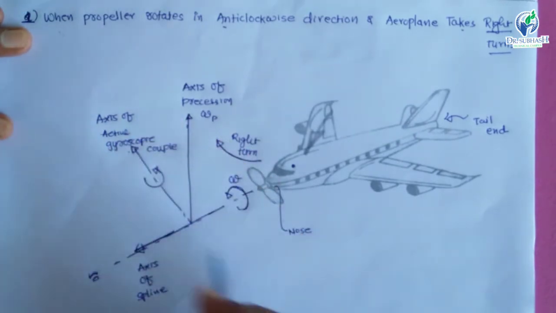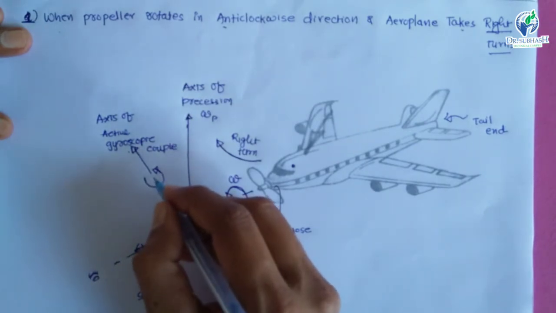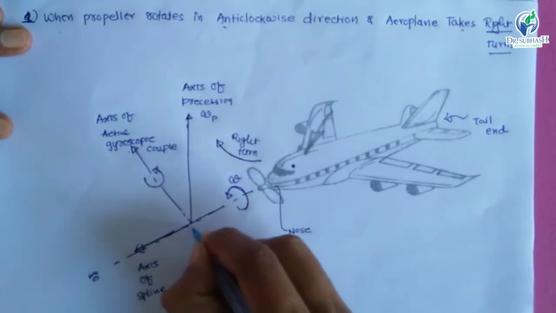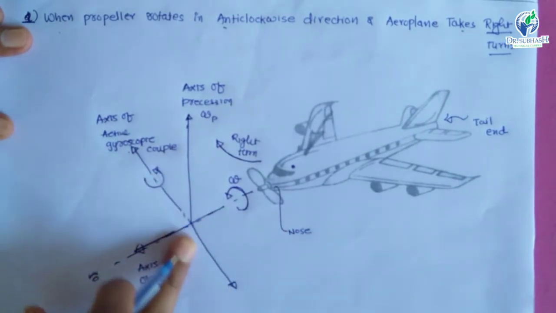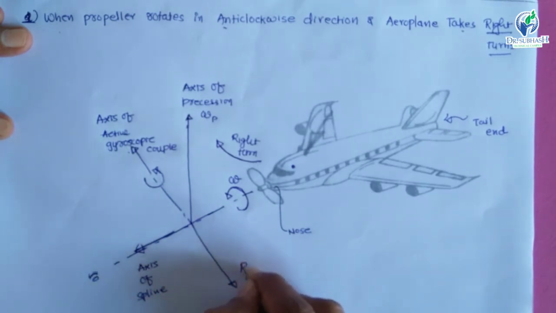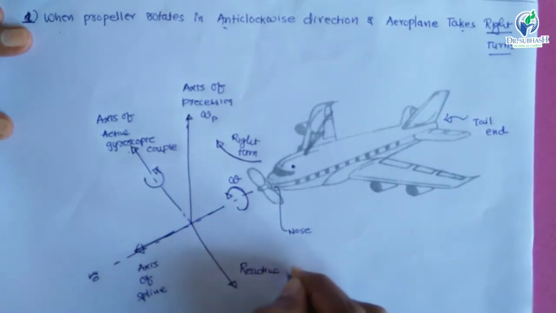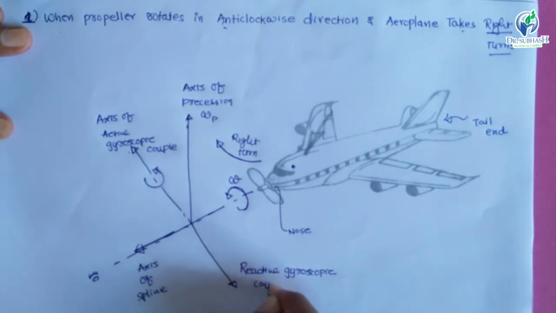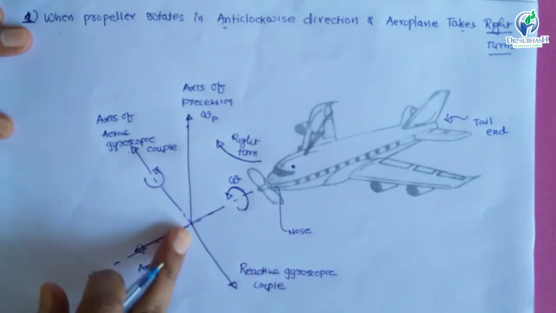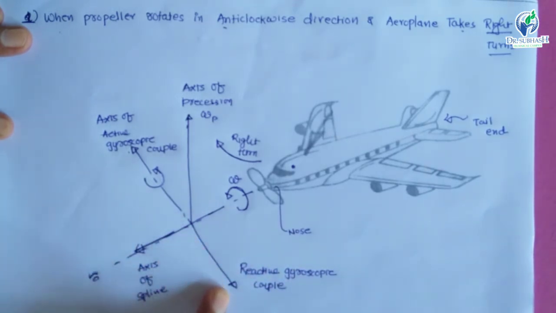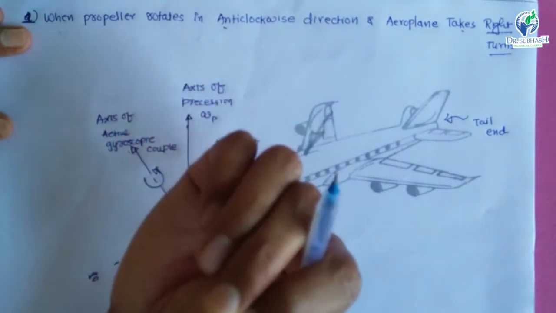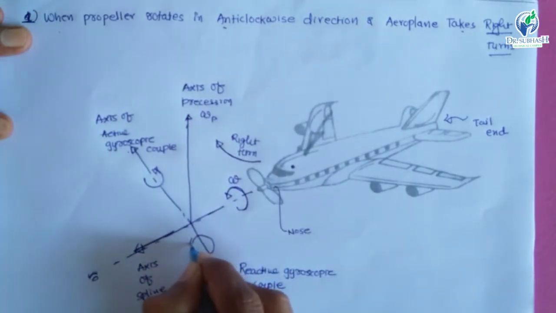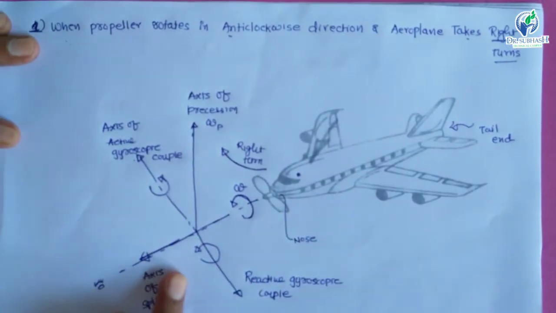Okay, again if we consider now, the reactive gyroscopic couple is always in opposite direction to the active gyroscopic couple. So this is the direction of reactive gyroscopic couple. Now this is the vector that represents the reactive gyroscopic couple. So again, by using the right hand screw rule, you can assign the sense of rotation. So this is the sense of rotation.